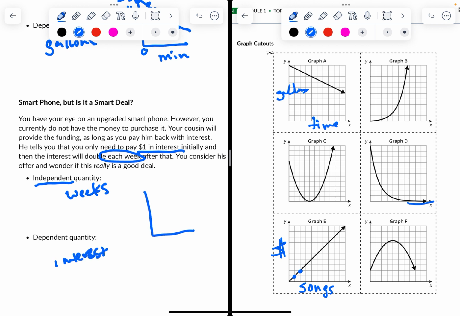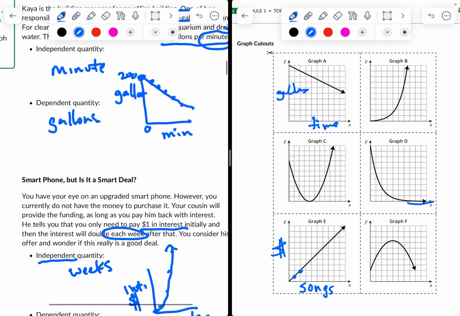Now, I want you to think about what's happening here. If I was to sketch this graph, if weeks is down here and interest is here, this is my dollars, I start at 0 weeks. Over time, what's happening? I'm going to pay him a little bit more, and then I'm going to double that, and then I'm going to double that. So each additional week, the amount of money I'm having to give him is going up and up and up. Okay, that is going to be graph B.